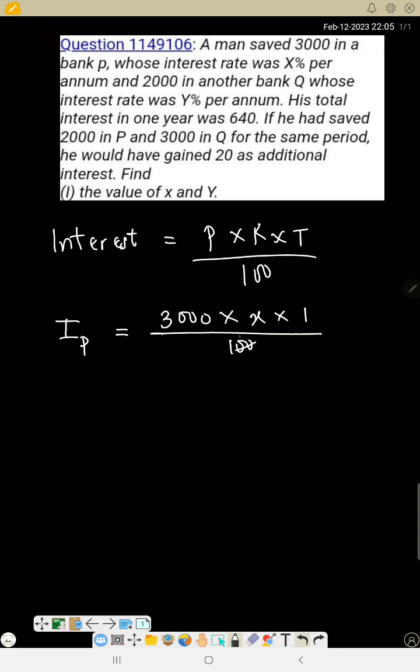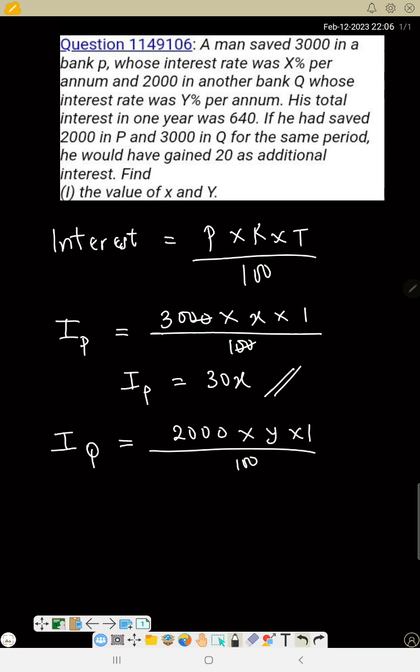So that means we cancel this. So interest on P is 30x. Take note. Now, and 2,000 in another bank Q whose interest rate was y percent. So 2,000 naira is the principal times y times 1 over 100. So this will cancel out again. So interest in Q is now 20y.